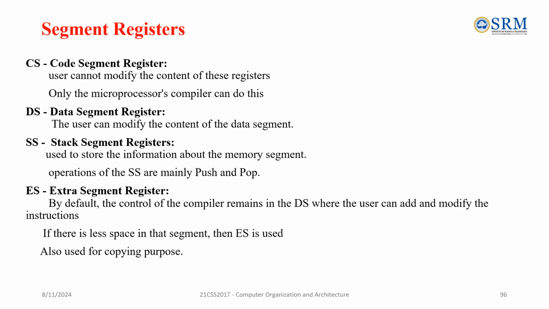Then there are 4 segment registers: code segment, data segment, stack segment, and extra segment. In the code segment, the users cannot modify the contents of this register. Only the microprocessor or compiler can do it. In the data segment, the user can modify the contents of the data segment. The stack segment is used for stack operations, mainly push and pop. The extra segment is used as an additional data segment, where we can add and modify data.